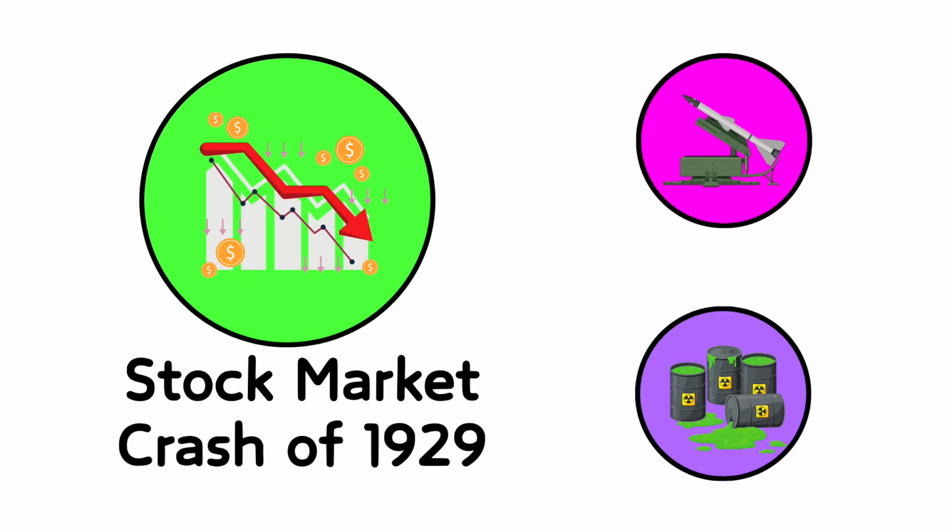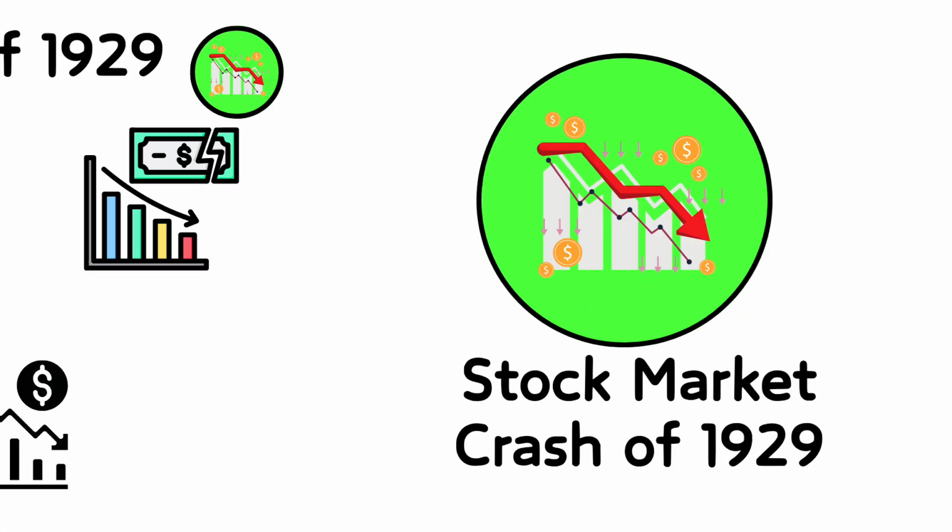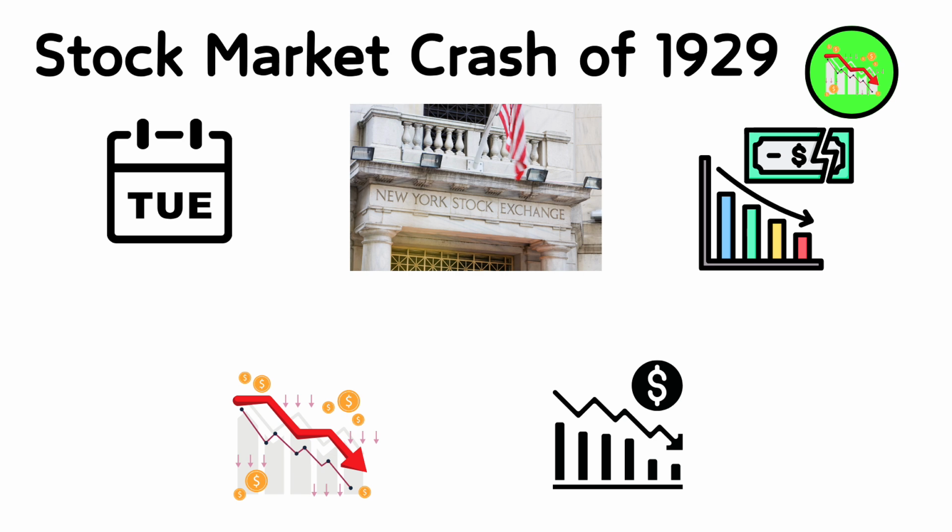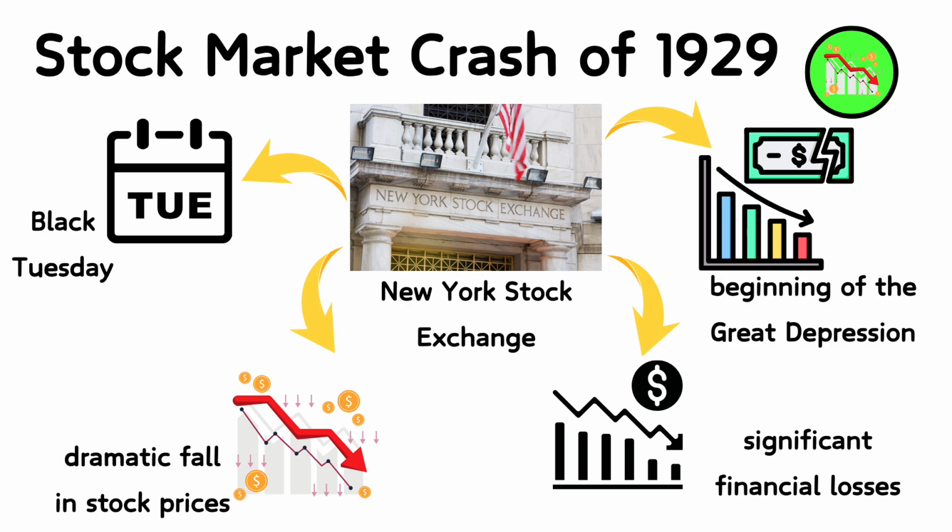Stock market crash of 1929. The stock market crash of 1929, often called Black Tuesday, was a major crash at the New York Stock Exchange that marked the beginning of the Great Depression. Before the crash, many people were investing in stocks, hoping the prices would keep going up. However, on October 29, 1929, stock prices fell dramatically, and many people lost a lot of money.